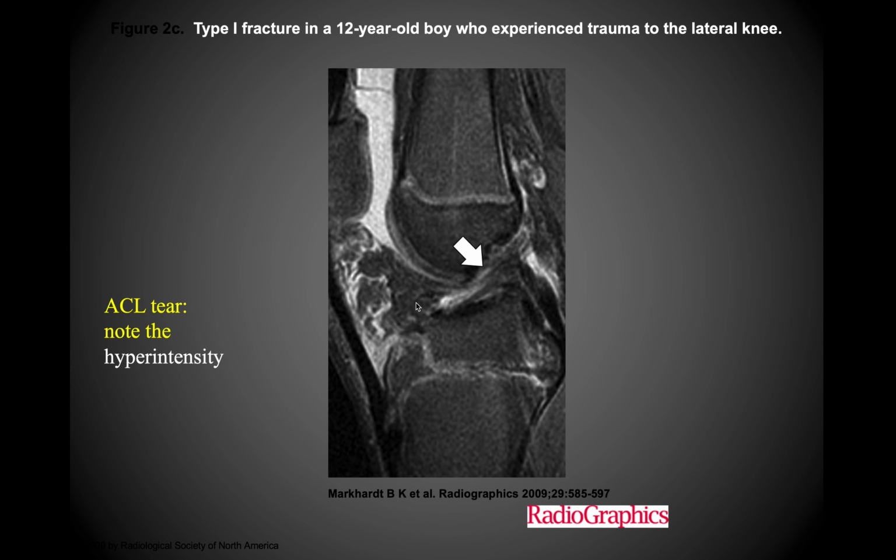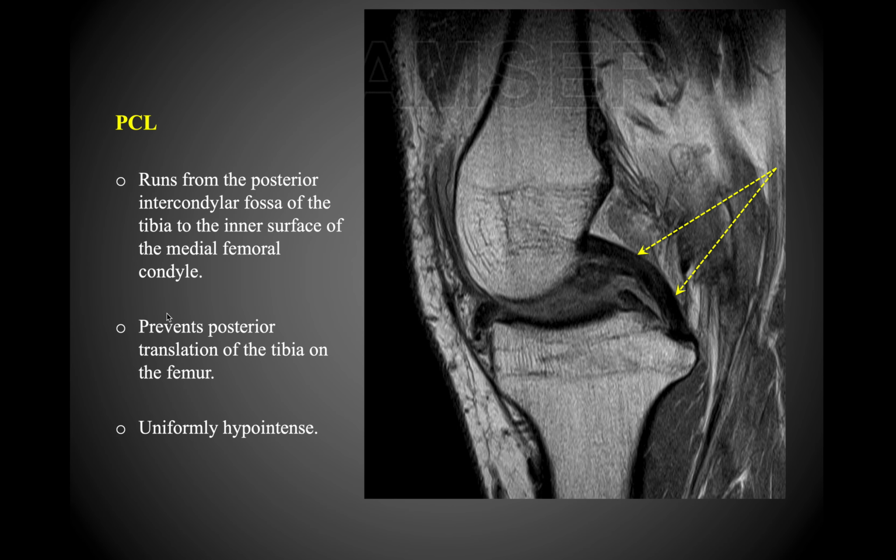This is an MRI from a 12-year-old boy who experienced a trauma to the lateral knee. He actually had a fracture of the tibial plateau, but he also had evidence of an ACL tear. So you'll note in this image that there's all this white swelling in and around the ACL, and so that indicates a tear in the ACL.